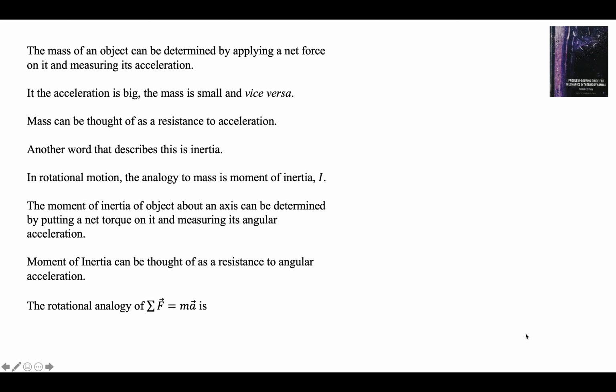Mass is the resistance to linear acceleration. So the rotational analogy of F equals ma: instead of the force, we have the torque. Instead of the mass, we have the moment of inertia, I. And instead of the linear acceleration, we have the angular acceleration. So the sum of the torques is I alpha. In the previous module, the sum of the torques was always 0. But here it's I alpha.